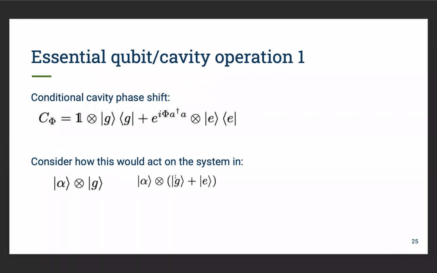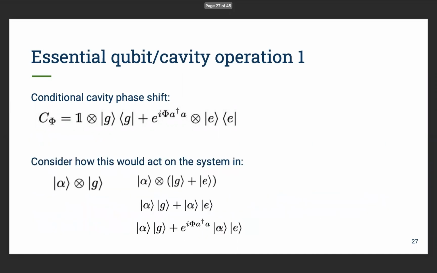And sorry, these states are not normalized. But you can expand this like this. And so like we just saw with the first term, nothing would happen. But the second term, the coherent state of the cavity would acquire some phase shift from this part. So your resulting state would look like this after applying this gate. So it would only affect the second part.